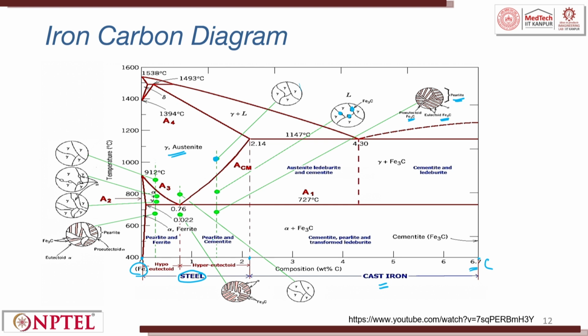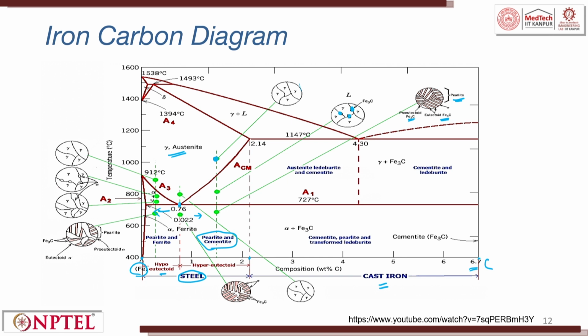Now, as and when the solidification happens, you will try to get a pearlite and a cementite structure. Now let us try to drop down. See here, this portion, when you move towards 0, it forms hypoeutectoid. When you move from 0.76 towards 2, it forms hypereutectoid. We have seen what is eutectoid.